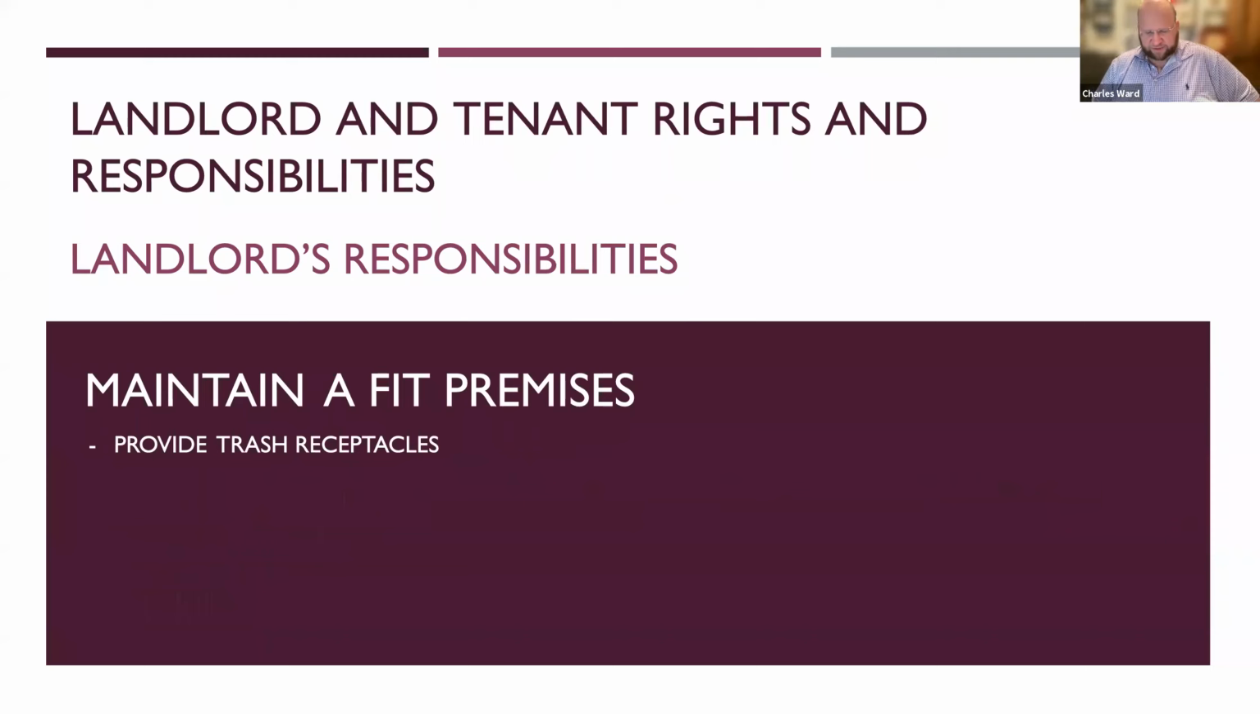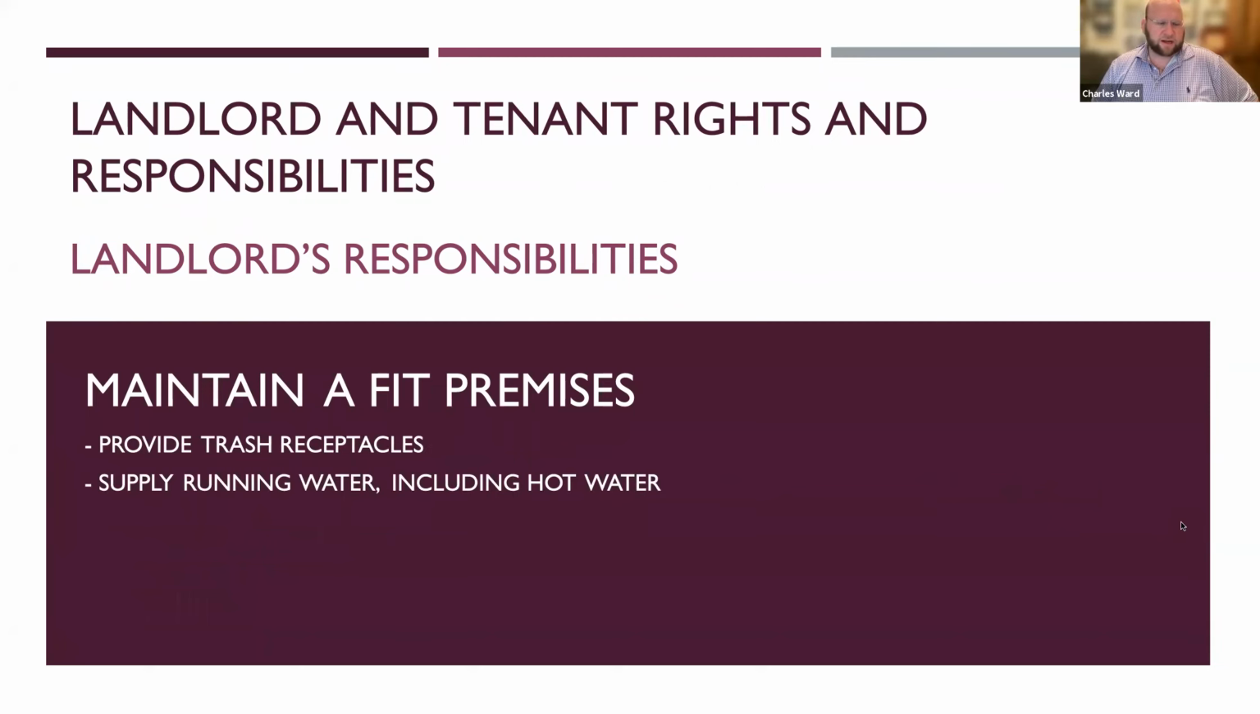Landlord is required to provide trash receptacles. So it doesn't necessarily have to take trash out for the tenant, but the tenant has to have a place to put their trash. The landlord needs to make sure the tenant has access to running hot and cold water. So again, there's going to be an exception that we're going to talk about later on regarding dry cabins, but generally speaking, it's going to be an obligation to provide at least access to running hot and cold water.